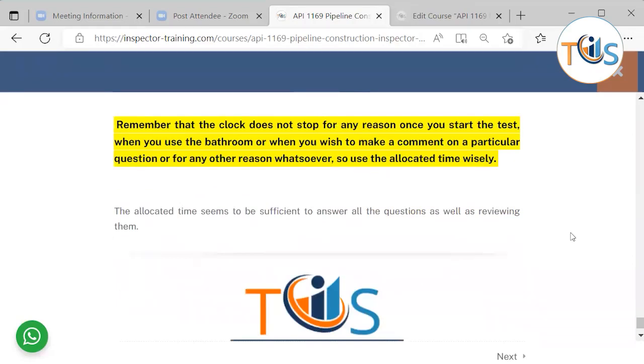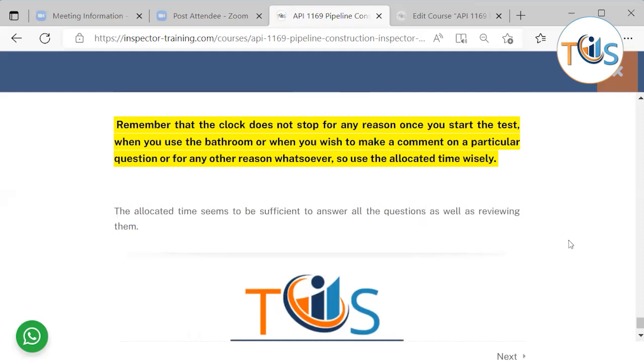Remember that the clock does not stop for any reason once you start the test. For example, when you use the bathroom, or when you wish to make a comment on a particular question, or for any other reason whatsoever. So use the allocated time wisely. The allocated time seems to be sufficient to answer all the questions as well as review them.